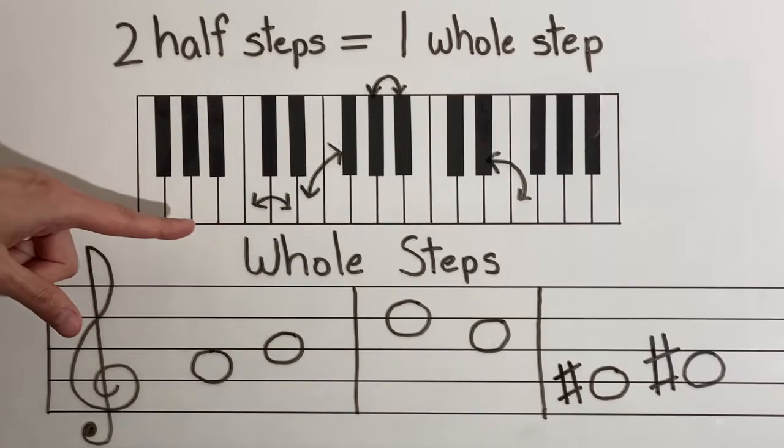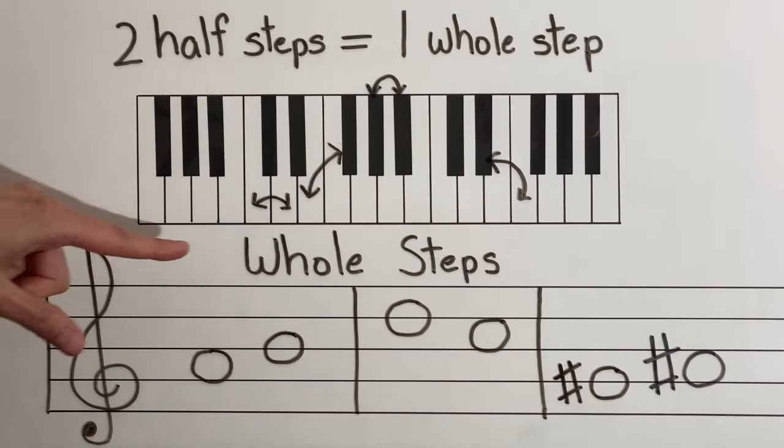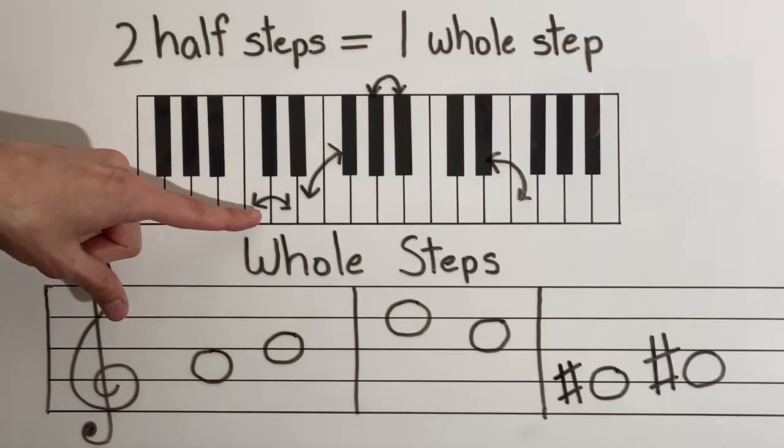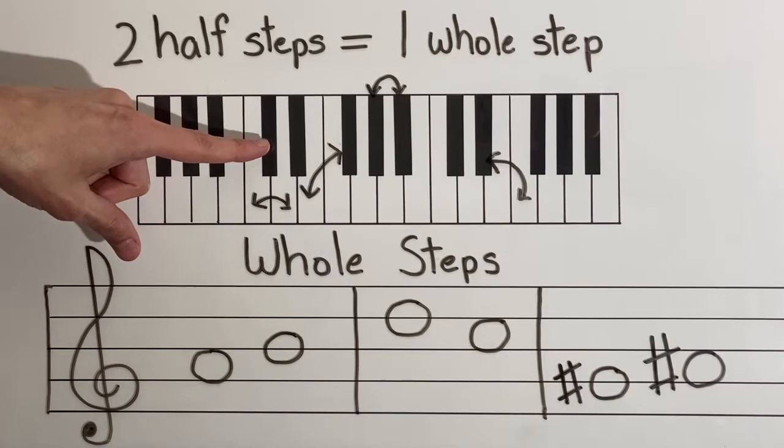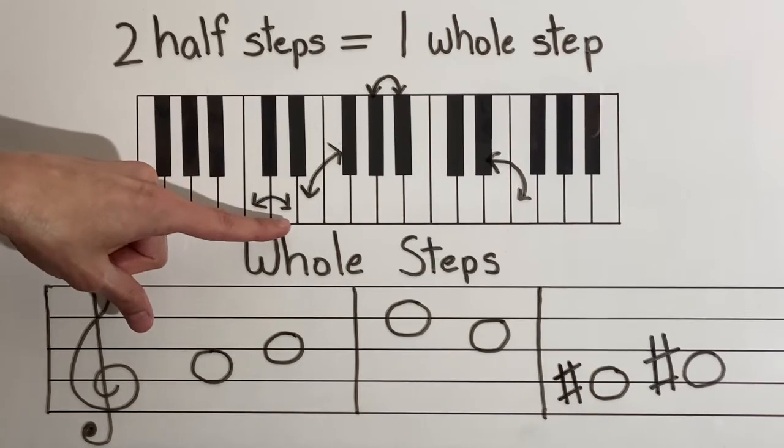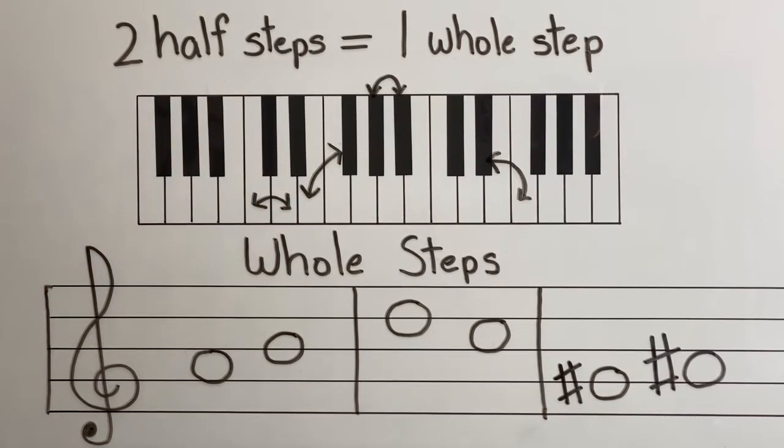Now, when we have 2 half steps that are right next to each other, they form a whole step. Here I have my white key to my black key, that's a half step. My black key to my white key is another half step. So C to D ends up being a whole step.